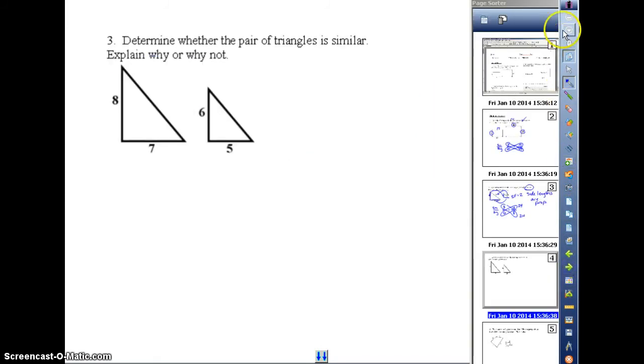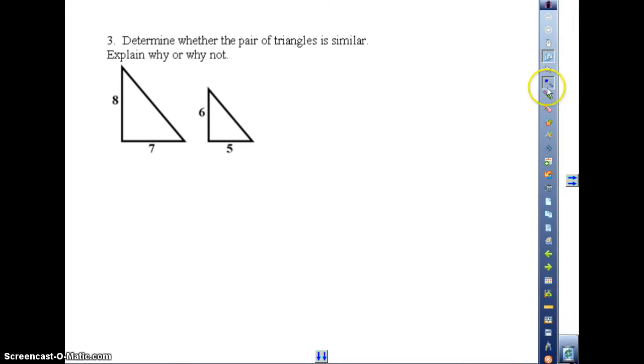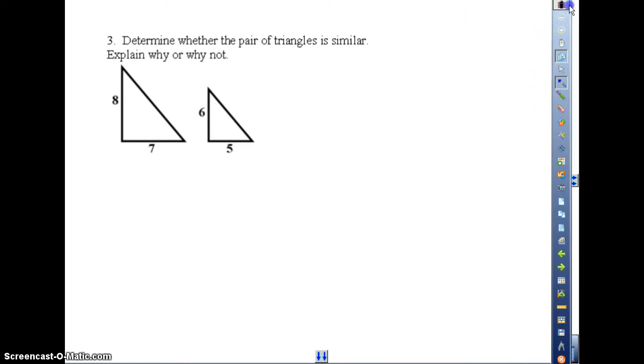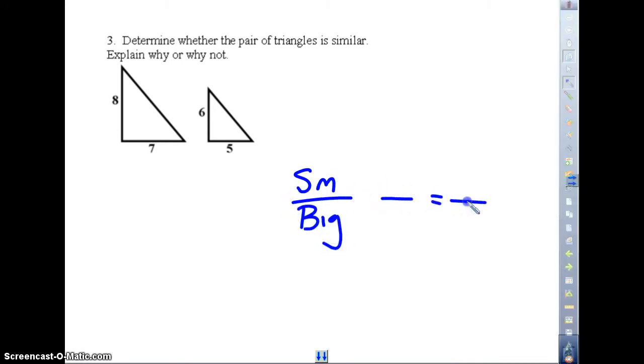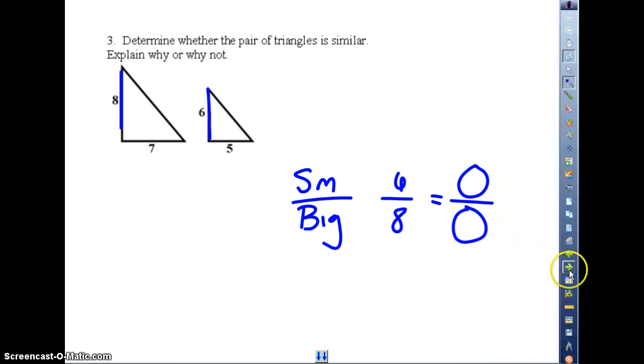The next one, number 3, determine whether this pair of triangles is similar. Do the same thing. Compare big to small or small to big, or however your teacher told you to set up a proportion. Pop your numbers in. 6 corresponds to what in the big? Pick another length in the small, put it here, pick another length in the big, put it here. Check your cross products. If your cross products are equal, it's proportional. If they're not proportional, they wouldn't be similar.